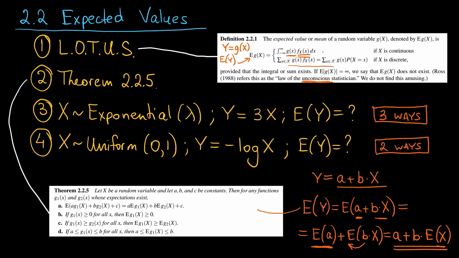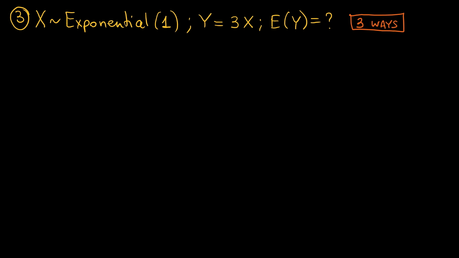Theorem 2.2.5 gives us different flavors of the same kind of phenomenon. So let's jump to examples 3 and 4 because they will illustrate exactly why these results are important. Okay, in this example we have that x has an exponential 1 distribution and we form a new random variable y as 3x, and we want to know the expected value of this new random variable y. And we're going to do it in 3 different ways. And I want to start by outlining these 3 different methods.